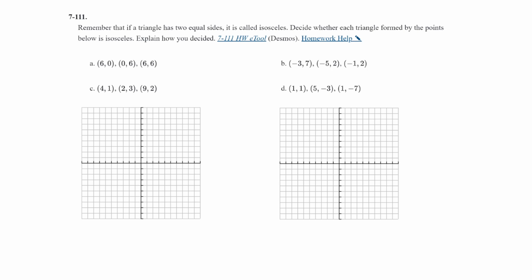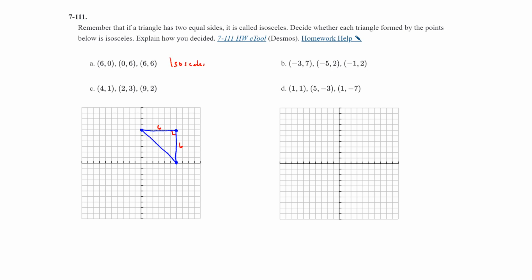So I put a couple graphs on here so we could use them just as kind of a visual. So the point (6, 0) is here, the point (0, 6), and then the point (6, 6) would be right here. So if we get a visual of what this is going to look like, is it isosceles? Now this one's kind of nice because you can actually just count, because you have a horizontal and a vertical line. So this would be 6 units, and this would be 6 units, and it forms a right angle.